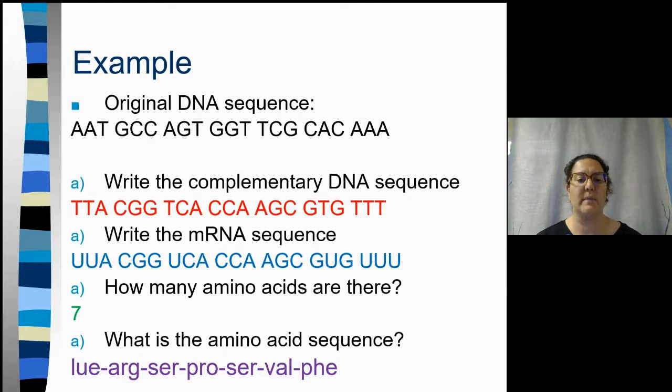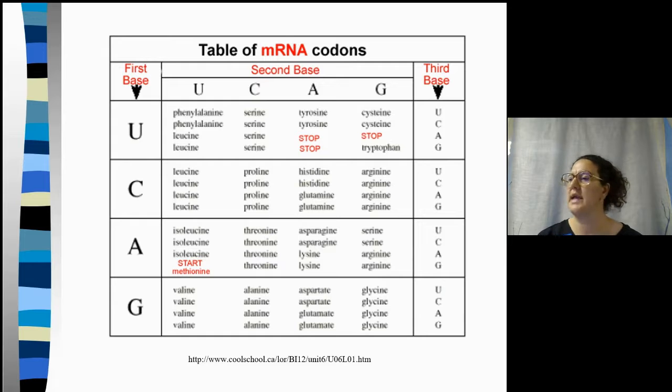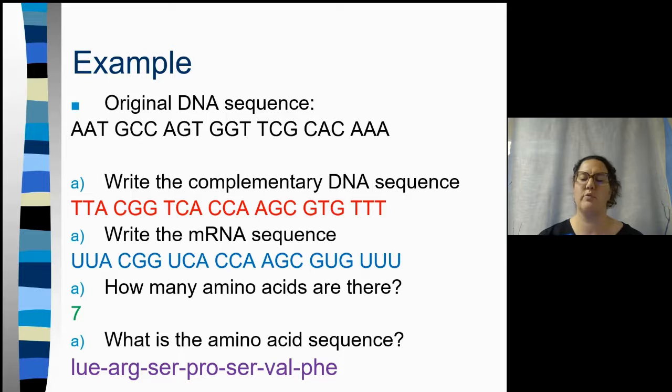Now, looking at our amino acid sequence, what we're going to do is take our mRNA codon, and let's look at the first one, UUA, and go back to this mRNA codon chart, and we're going to look at the U in the left column, the U in the top row, and the A third one down. So we have leucine. So then we would write the abbreviation for it there, and we would continue to go on through our amino acid sequence for the other 6 codons. So arginine, serine, proline, serine, valine, and phenylalanine.